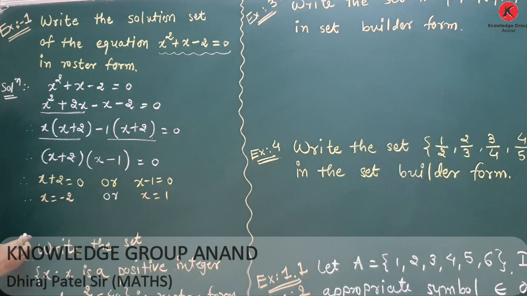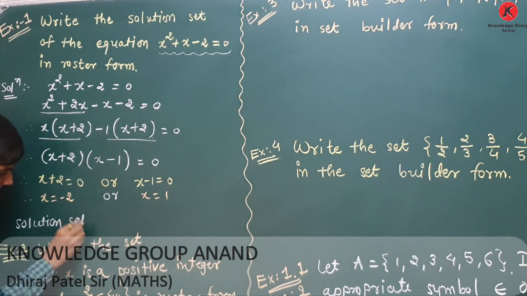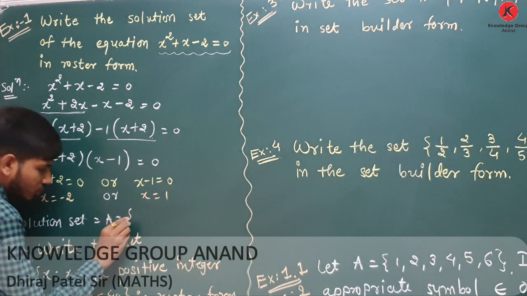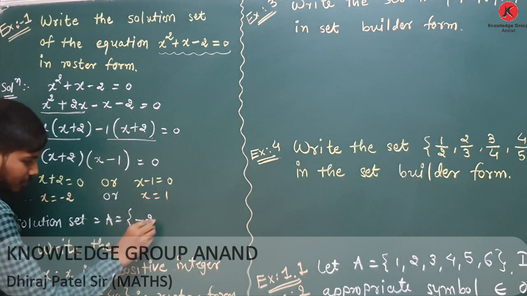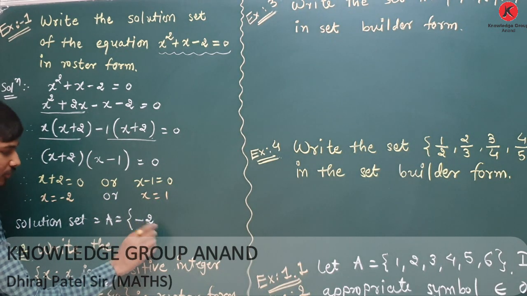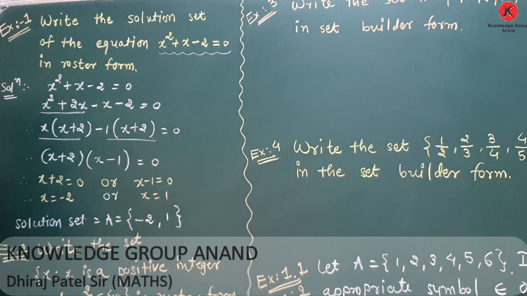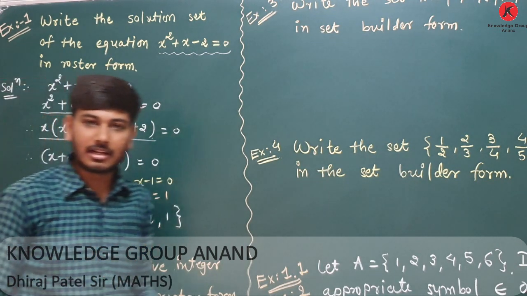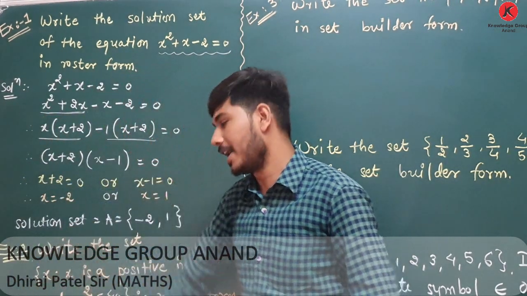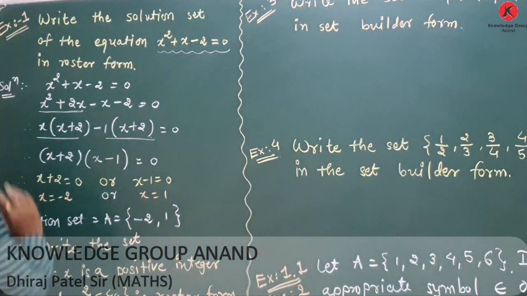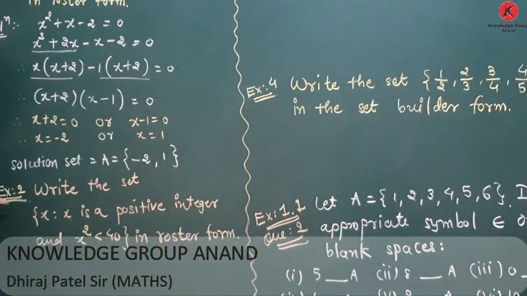Solution set in roster form. Therefore, first of all, I am giving the name of that solution set. The solution set name is A equals. You know that we can represent the elements in roster form by comma signs and in curly brackets. You have to write in curly brackets. Curly brackets represent that it is a set. Okay, so example number 1 is complete.